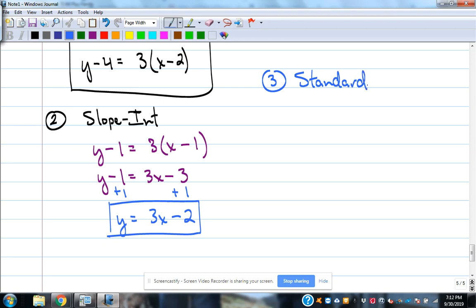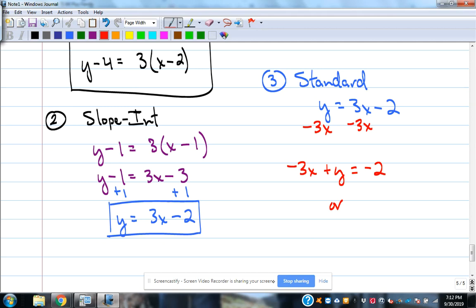Okay? Last thing is the standard form. Standard form just means get x and y on the same side and make sure there are no fractions. Okay? So I've got y equals 3x minus 2. I'm one step away. How do I move? Move the 3x by subtraction. Negative 3x plus y is equal to negative 2.